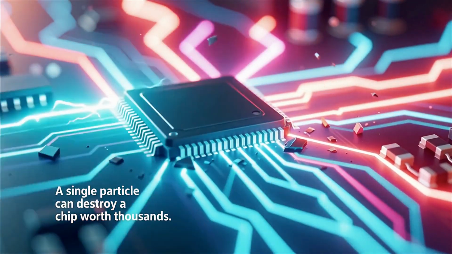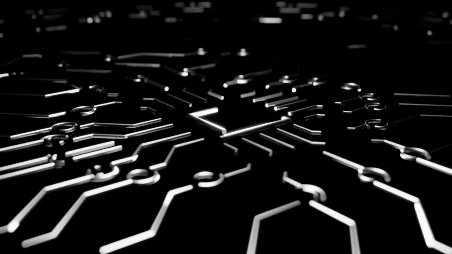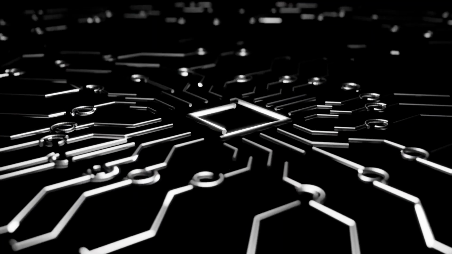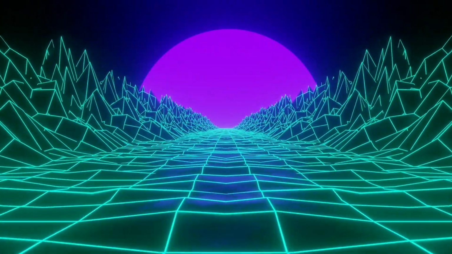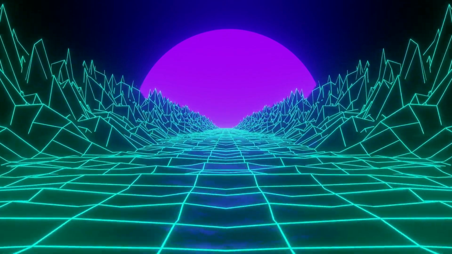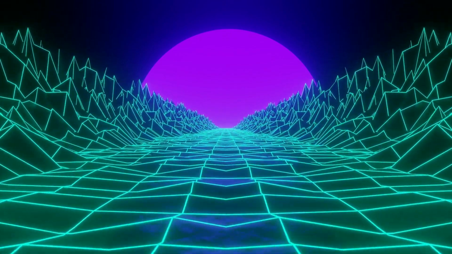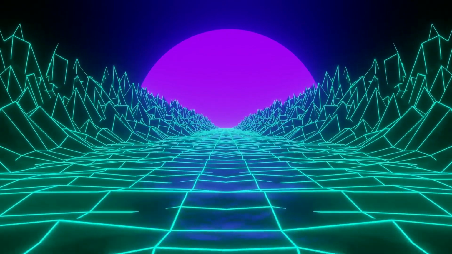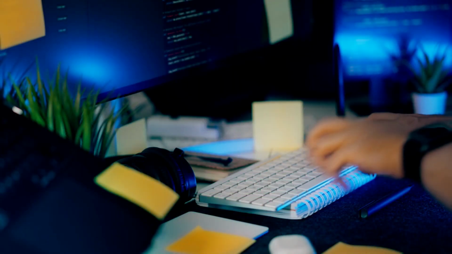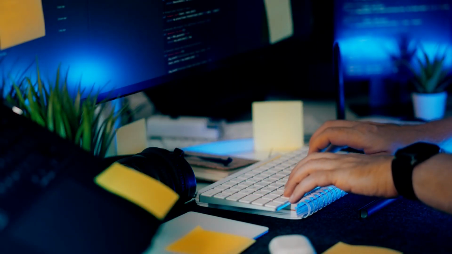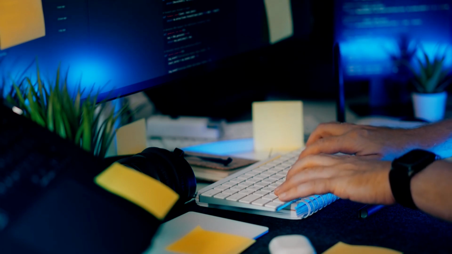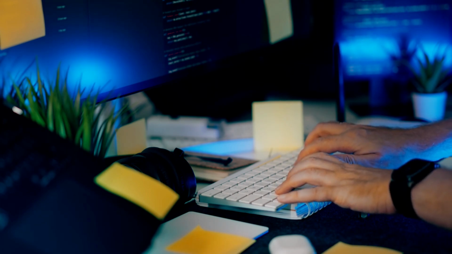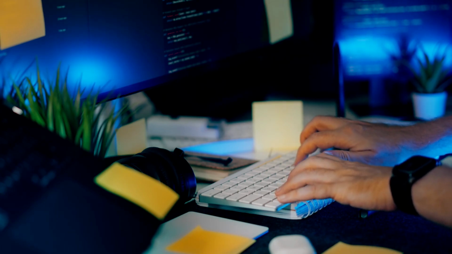Before a chip ever reaches your phone or computer, it undergoes rigorous testing. Each stage, from simulation to post-layout analysis, ensures that the chip works exactly as intended. No overheating, no glitches, no timing errors. This process, known as design verification, is one of the toughest challenges in chip engineering. Because when a chip fails, it doesn't just break a device, it can break a company's reputation.